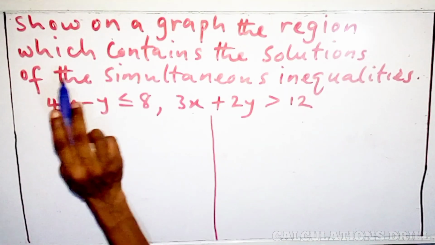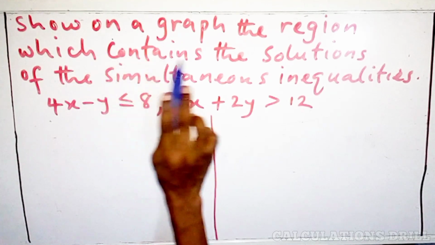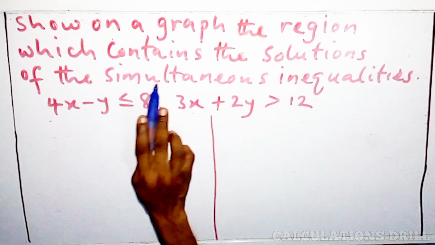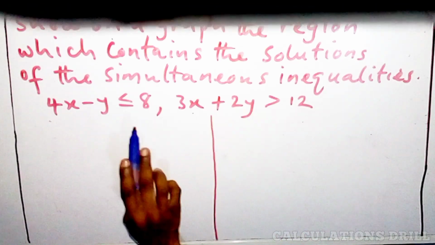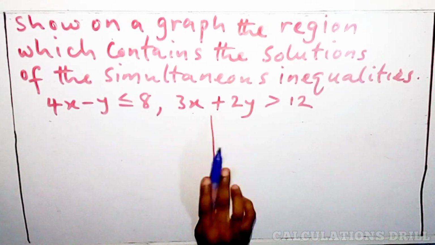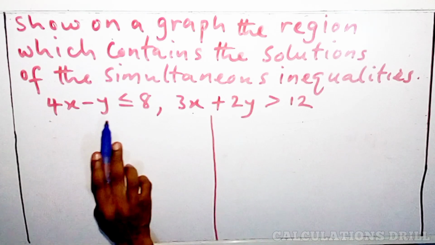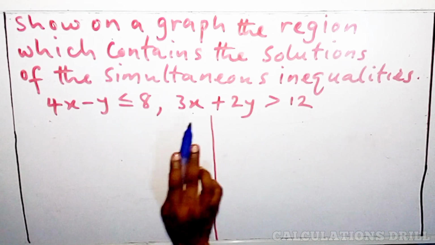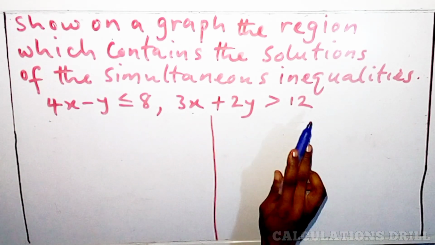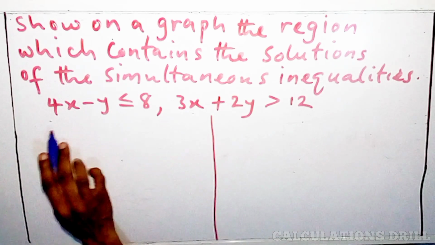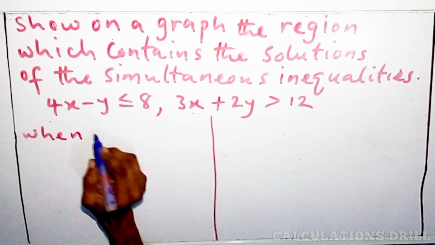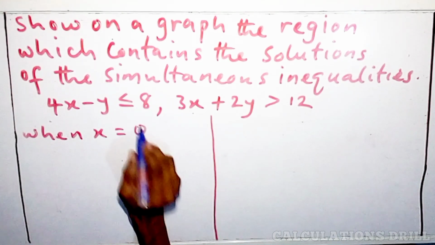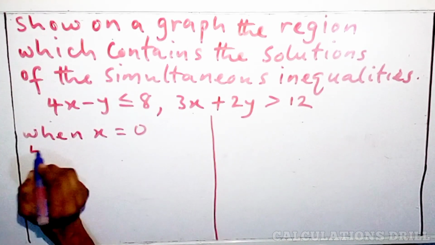Then another example says, show on a graph the region which contains the solution of the simultaneous inequalities. So we have 2 inequalities here, and we are expected to plot the 2 on the same graph. So let's dive into it now and see. We are starting with the first one.